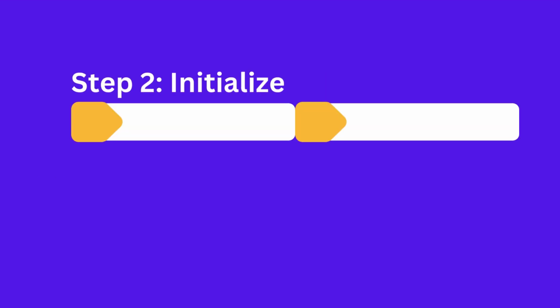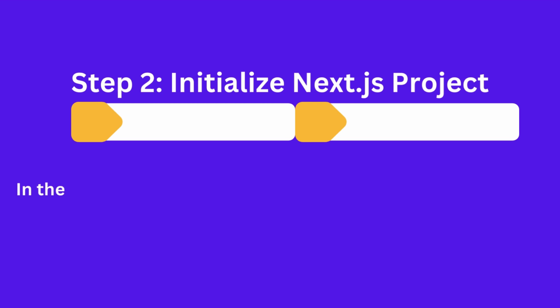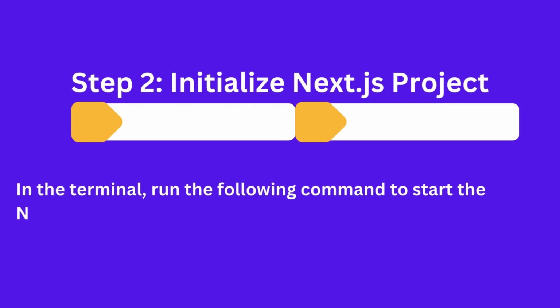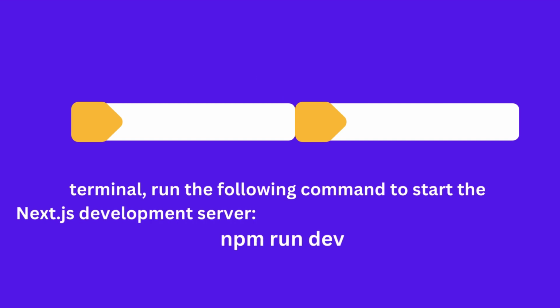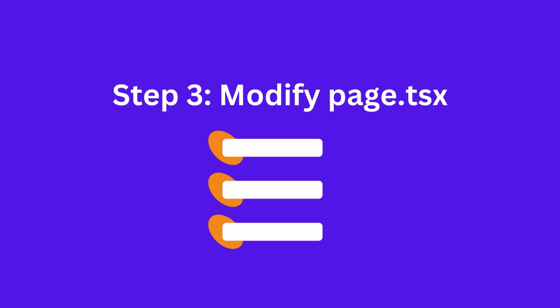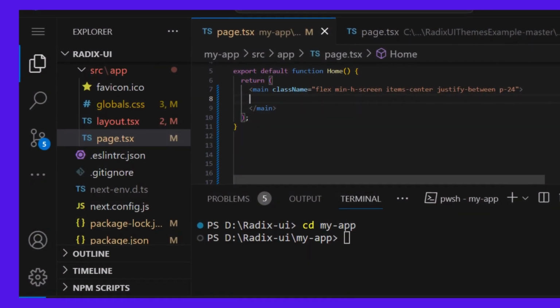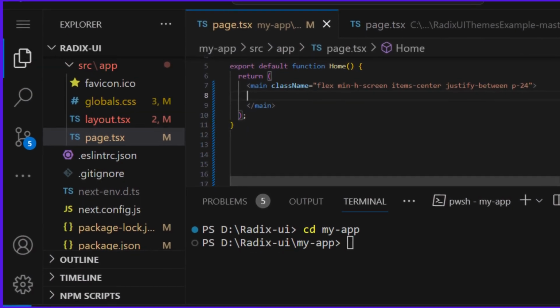Step 2. Initialize Next.js project. In the terminal, run the following command to start the Next.js development server. npm run dev. Step 3. Modify page.tsx. Open the page.tsx file and remove all existing code within the main element.